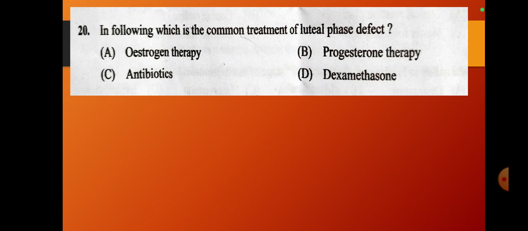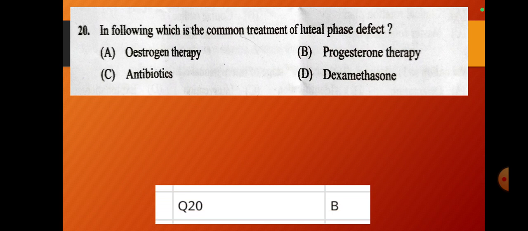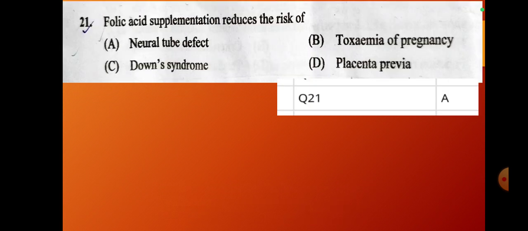Of the following, which is the common treatment of luteal phase defect? Option A, estrogen therapy. Option B, progesterone therapy. Option C, antibiotic therapy. And option D, dexamethasone. The answer is option B, progesterone therapy.